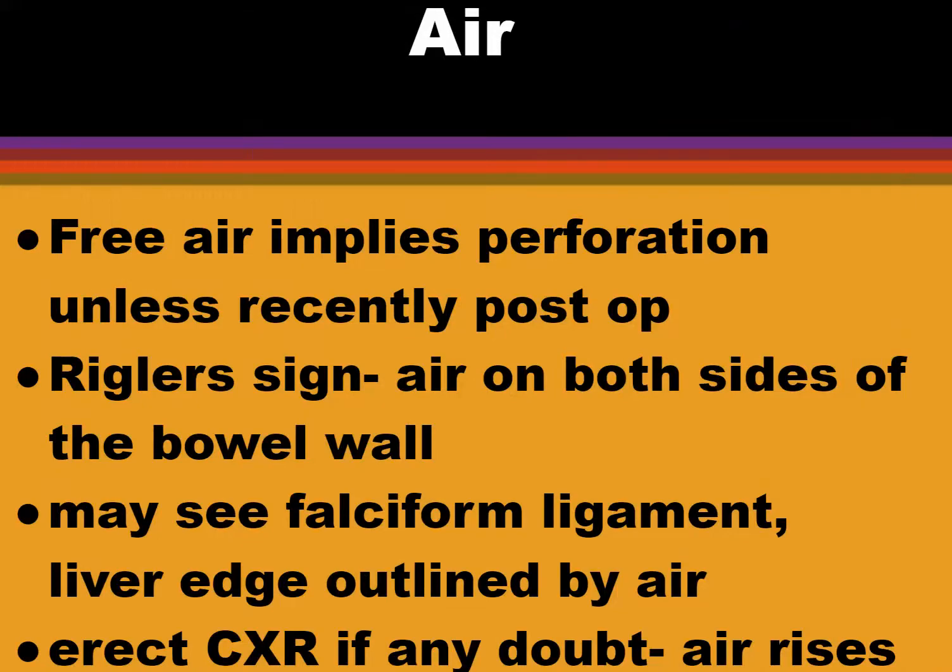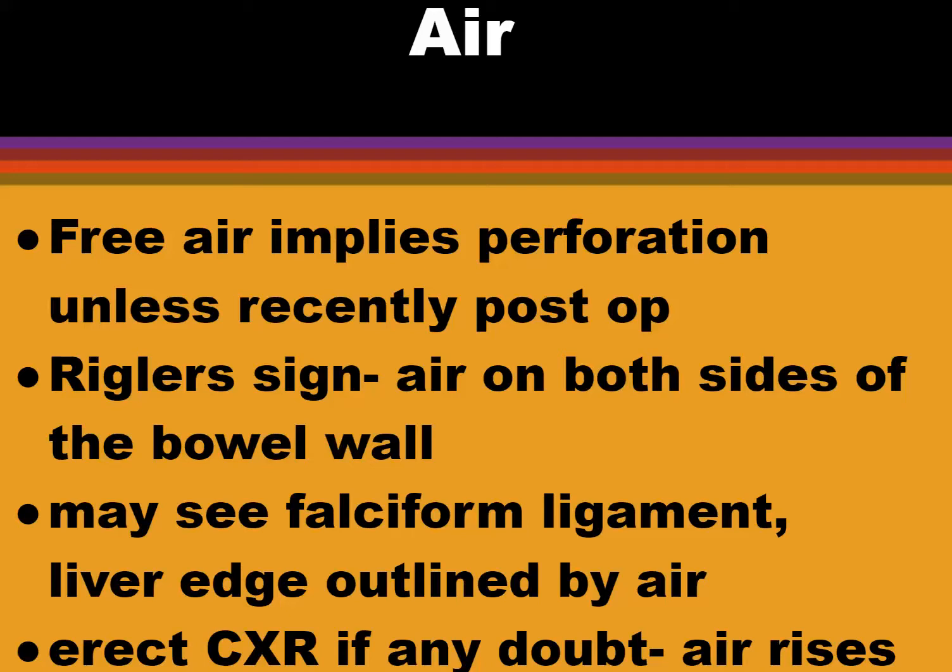So air in the abdominal cavity implies perforation, unless there's been a recent operation or even a laparoscopy where they inflate the abdominal cavity with gas. There's a sign called Rigler's sign. It's where the bowel wall becomes much more conspicuous because you've got air on the inside of the bowel and you've got perforated air on the outside of the bowel wall, and that air opposed to the bowel wall makes the bowel wall much more conspicuous.